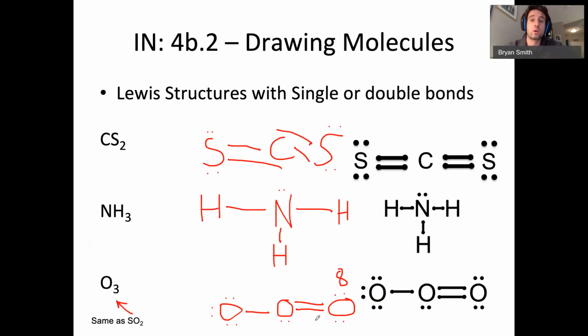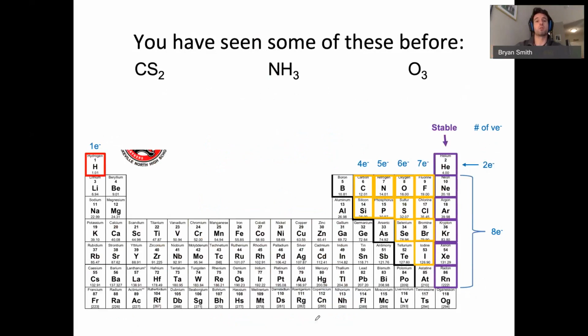So one of the first things I want to talk about from yesterday is something that hopefully will help you. This was a huge eye-opener for me when I was learning Lewis dot structures. If we look at the periodic table for a second, and these are our 3 compounds that we just drew, what you'll notice is things in the same row have the same number of valence electrons. So carbon and silicon both have 4 valence electrons. Oxygen, sulfur, and selenium all have 6 valence electrons. And remember, the goal is to get to 8, or 2 in hydrogen's case, to be nice and stable.